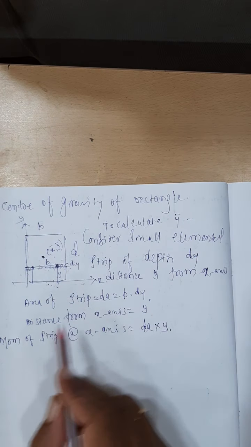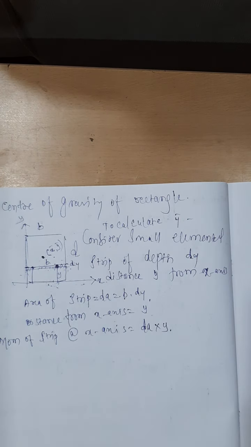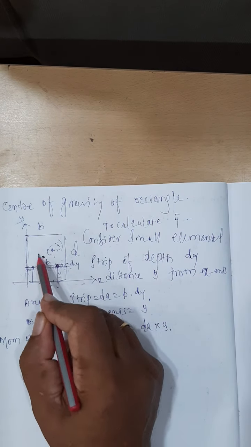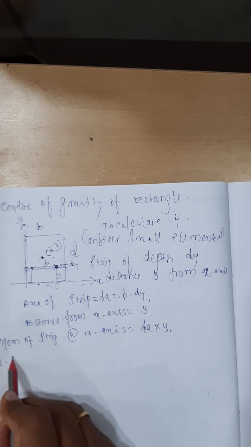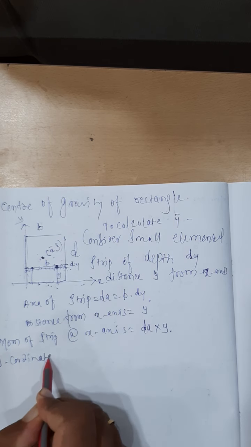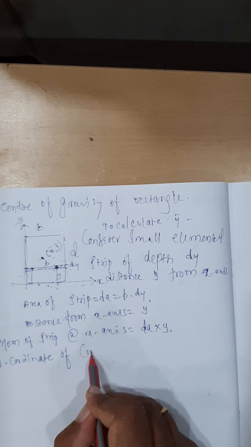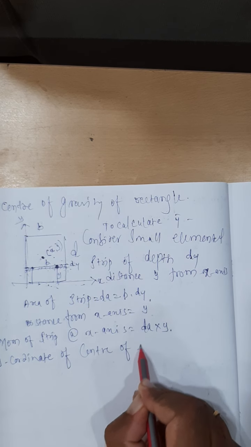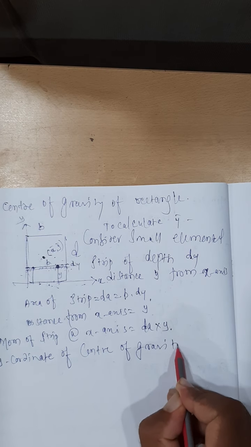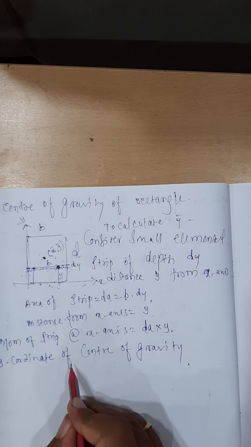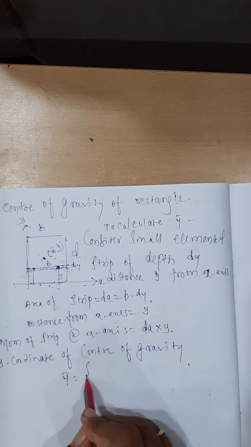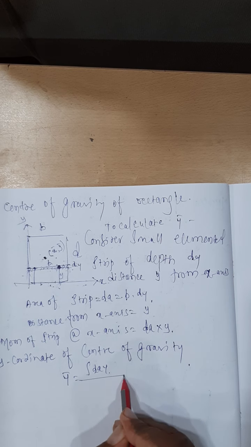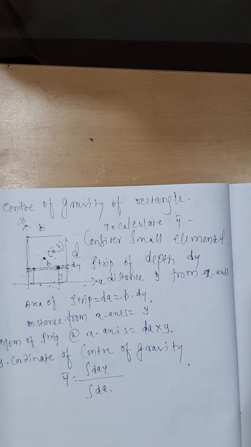So, what is the formula? The y coordinate of the center of gravity is given by y bar, which is the integral of dA into y divided by the integral of dA.